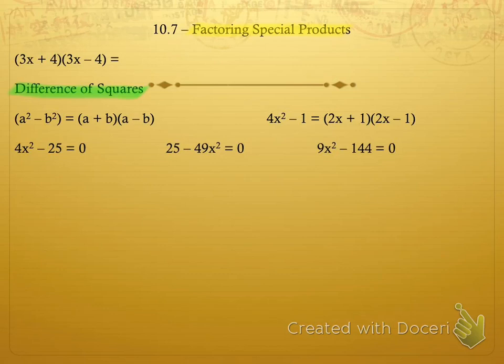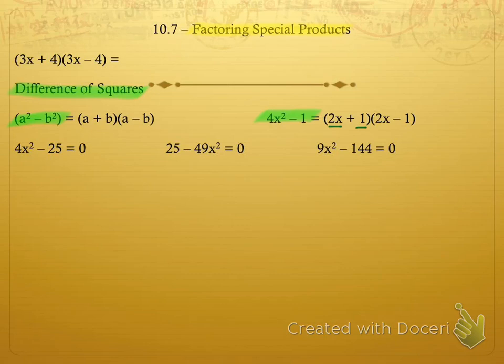So again, if I start with two perfect squares with a subtraction sign in between, the way I can figure this out is I can take the square root of both the terms and then add them and subtract them together. Just like I had right here, I had 4x squared minus 1. The square root of 4x squared is 2x, square root of 1 is 1, and then I added them together and I subtracted them together.